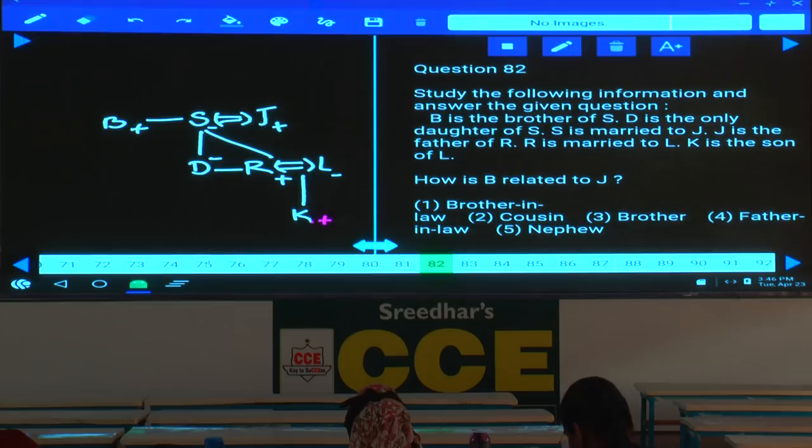Then question number 82. How is B related to J? Yes, tell me, how is B related to J? J's wife's brother. Wife's brother means spouse's brother, brother-in-law, and it is given as choice 1.